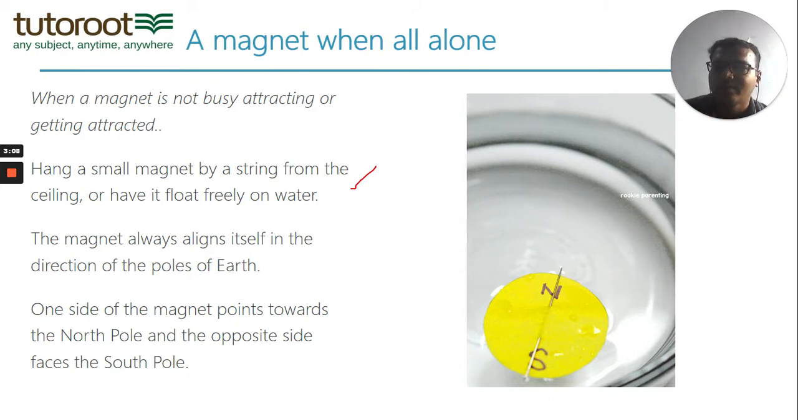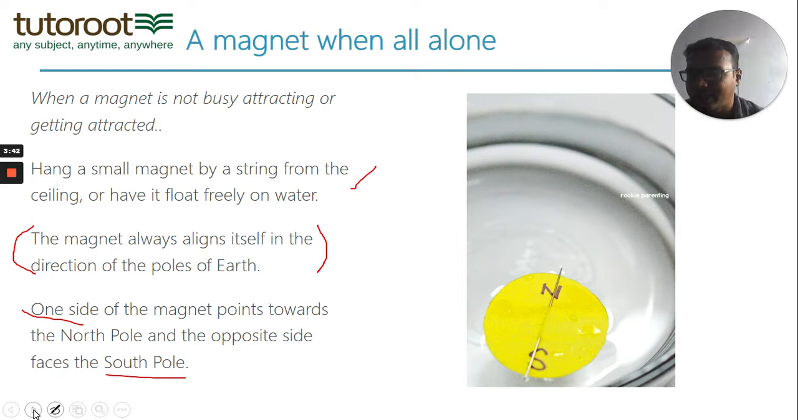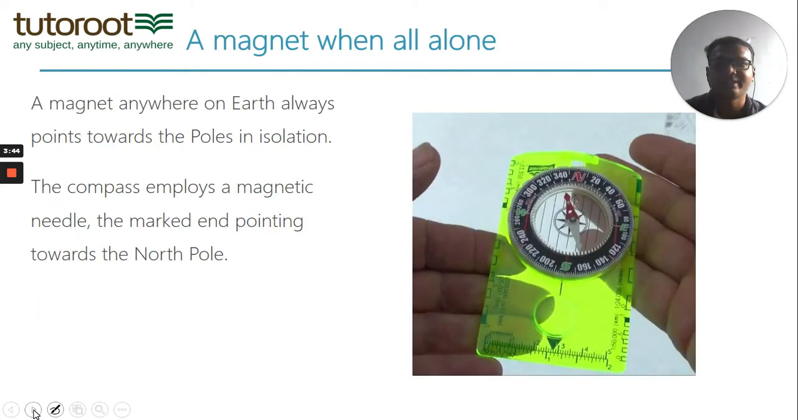Let's go into that. We see that the magnet always aligns itself in the direction of the poles of the earth. If you see the earth, you know that there is a north pole and a south pole, and these magnets always align themselves along the north-south direction. Now why is this happening? Let's see in the later slides. We see that one side of the magnet points towards the north pole and the opposite side faces the south pole. These are just observations that we are seeing straight away from focusing on the magnet. Now let's look in detail into why these things are happening.